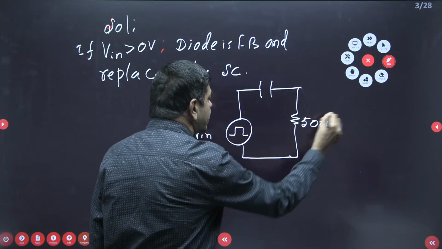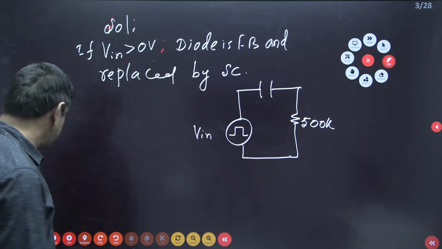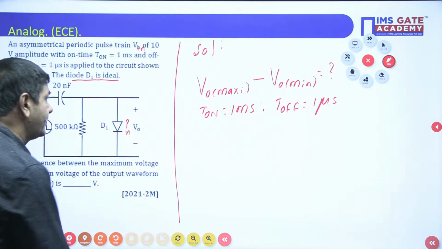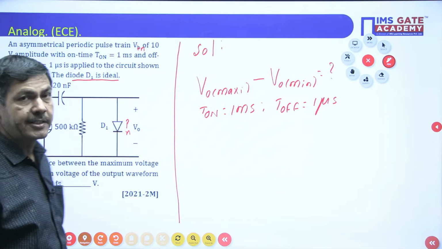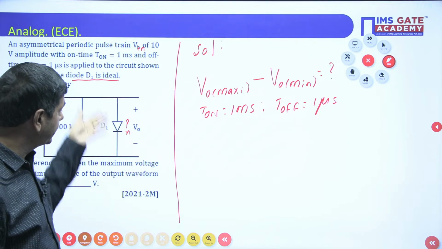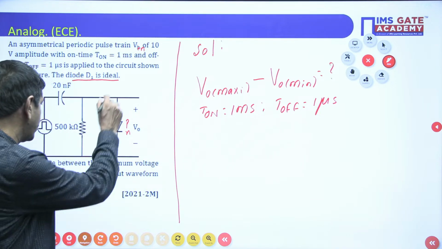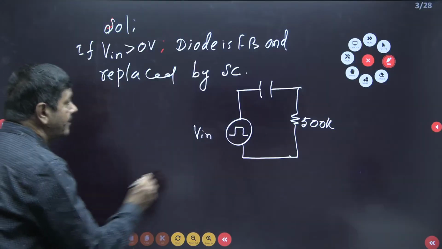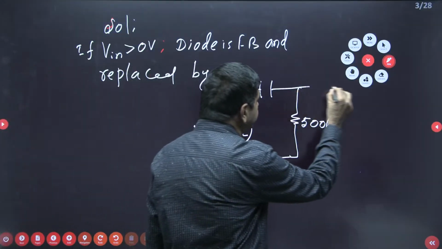500 kilo ohms it is given. What about this diode? This must be short circuited and open circuited now. Diode is on state. When diode is on state, it must be short circuited now. I want to short circuit the diode. This diode must be short circuited.